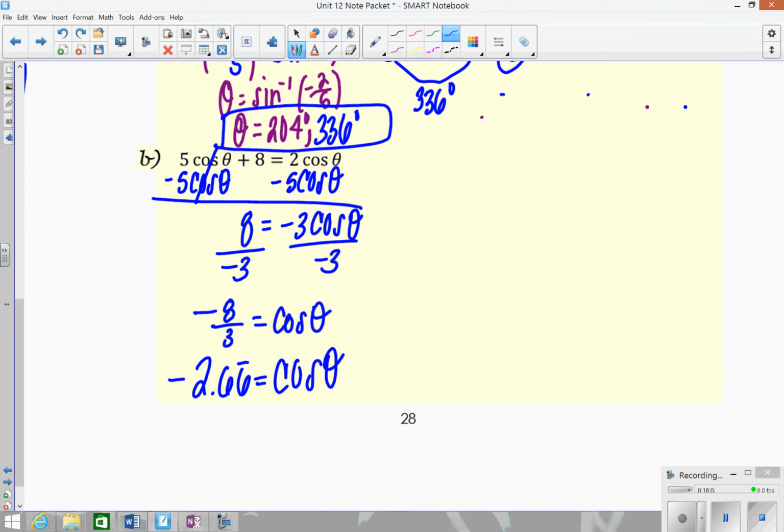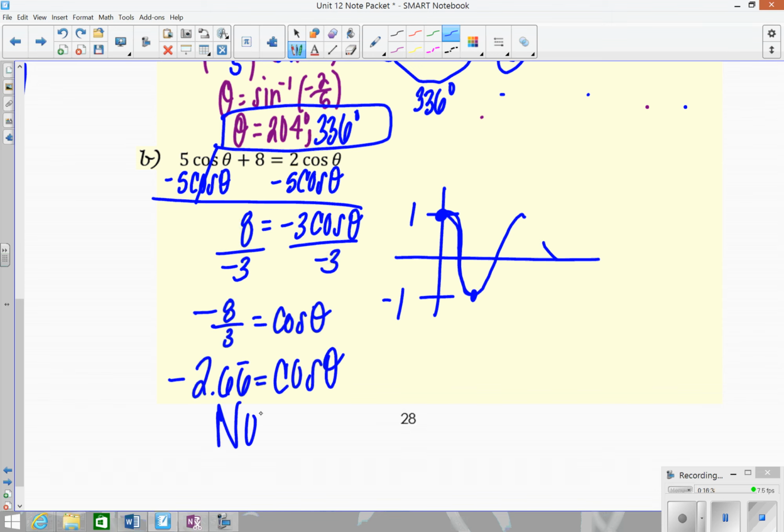But for this one, if I take cos inverse of both sides, you're going to get an error. And the reason why is because if you think about this cosine curve, if it's just cosine of theta, there's no amplitude change. It goes up to 1 and it goes down to -1. So it looks something like this. Because the lowest point of this graph is -1 and the highest point is 1, it's never going to go down to -2.66, which tells me that there's no solution.